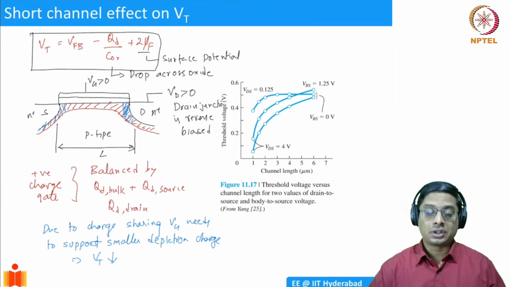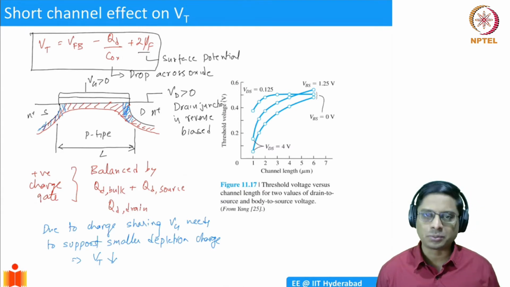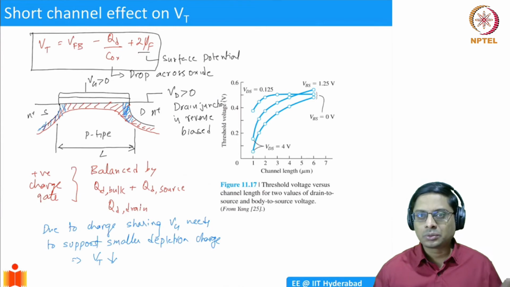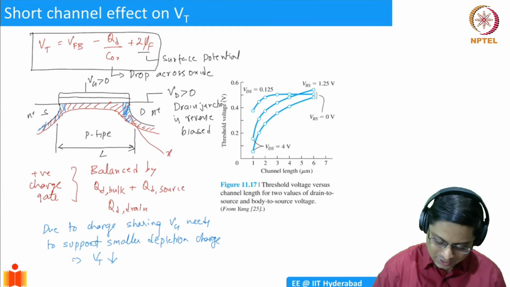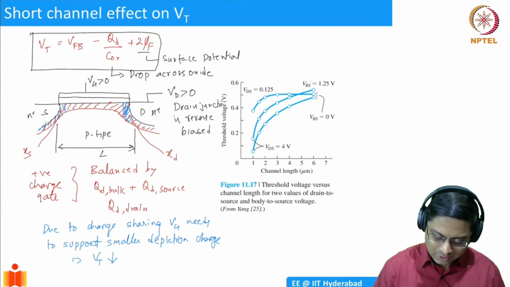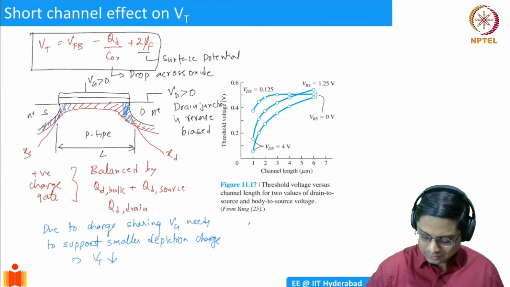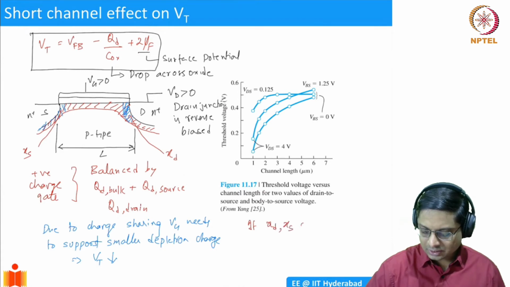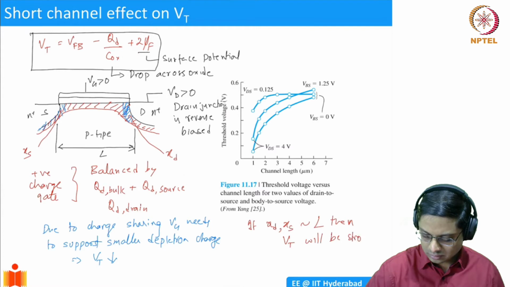Now, if your channel is very long, then the amount of depletion charge at the source and the drain junctions is going to be very, very small, insignificant. But as you go to smaller and smaller dimensions, if you say that this is, let's call it XD, the junction depth here, junction XS. So if XD and XS are comparable to L, then VT will be strongly affected.